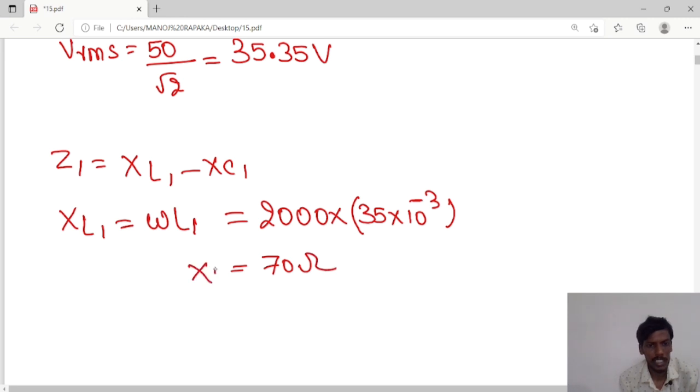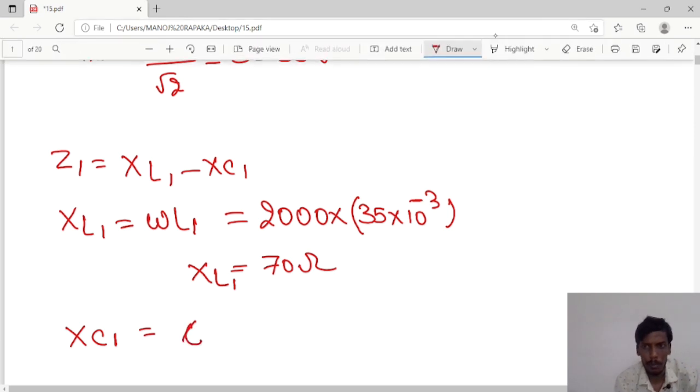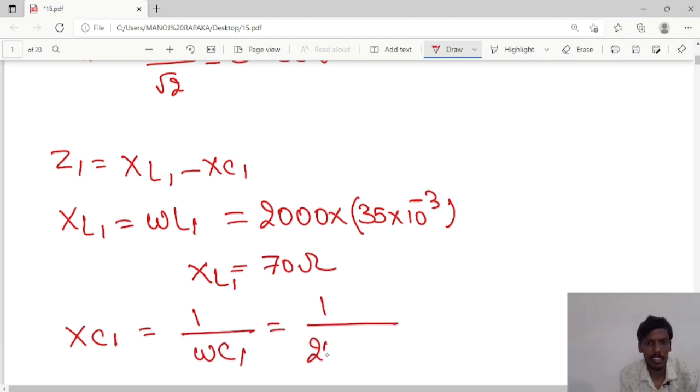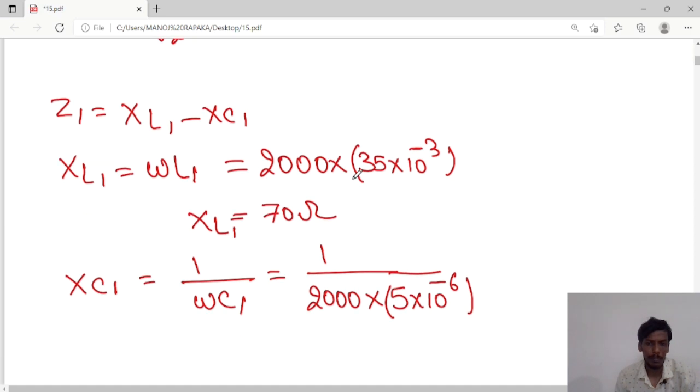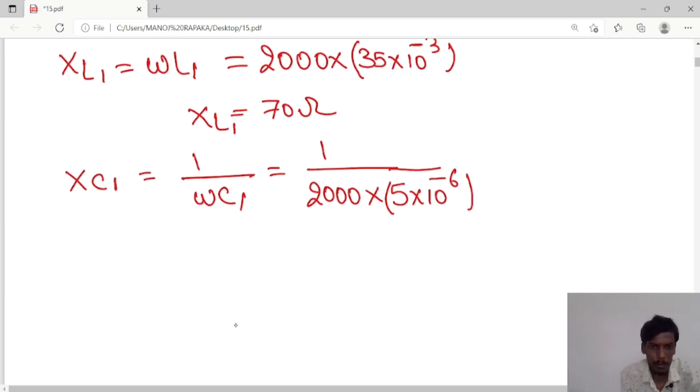XL will be 70 ohms, and we have to calculate the XC value also. XC equal to 1 by omega C1. So 1 by omega C1 is the XC1 value. Omega he has given as 2000, and C value is 5 microfarad, so 5 into 10 power minus 6. So the XC value will be 100 ohms.